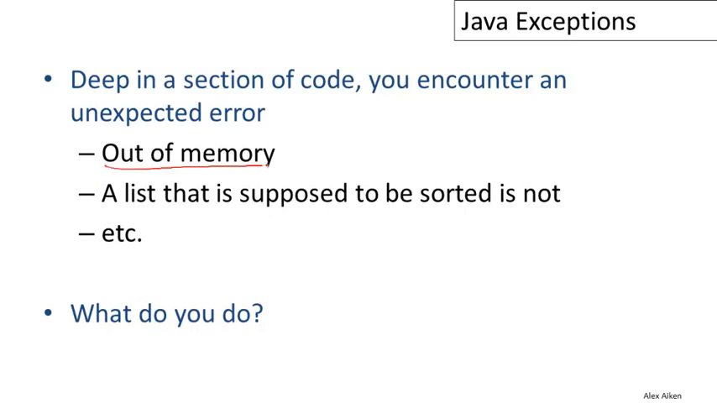So for example, maybe you're going to discover there's a place where you could be out of memory, or there's some data structure that doesn't satisfy some invariant, so a list that's supposed to be sorted that is not, or something like that. And the question is, how do you handle these errors? How do you write code that will handle the error gracefully and not make your program really, really ugly?